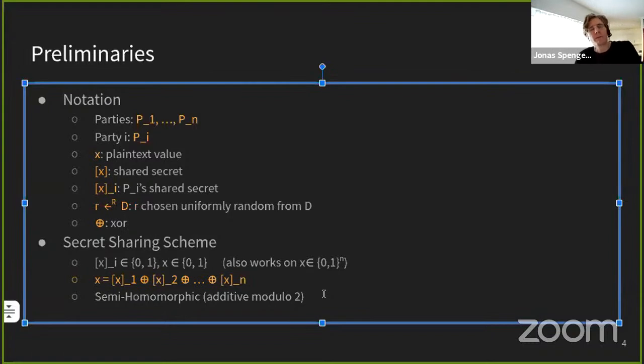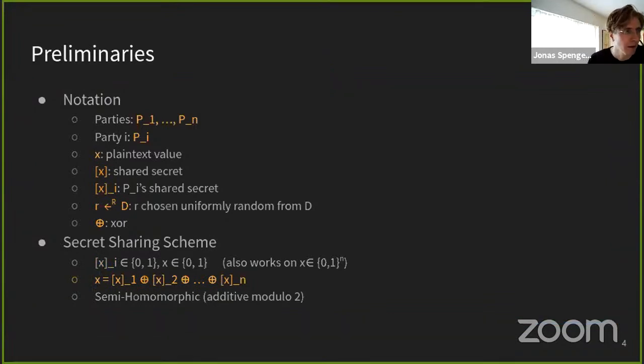So this multi-party protocol works on the basis of secret sharing, and we're using additive modulo 2 secret sharing on binary values, on bits, that is. So our plaintext values are 0 and 1, and the secret shares are also only binary values 0 and 1. And to get the plaintext value, all we need to do is take the XOR of all our secret shares to get the value back.